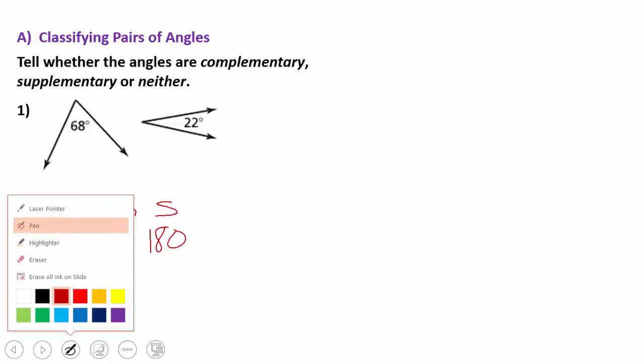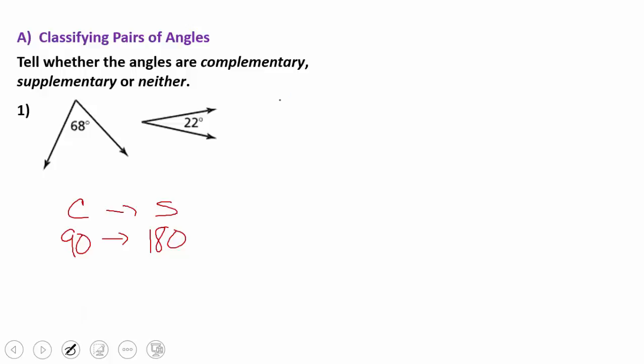In this particular case, all we're going to do is add these up. We're going to see, do they equal 90 or 180? If they equal one of those, then they are complementary or supplementary. If they equal anything else, they are neither. So we're going to take 68, add 22, and that gives us 90. Since they are 90 degrees, they are complementary.